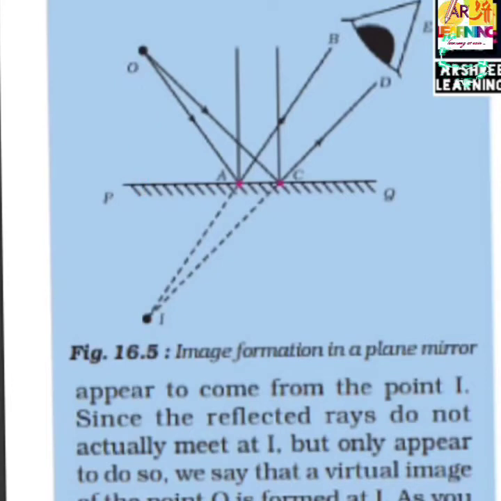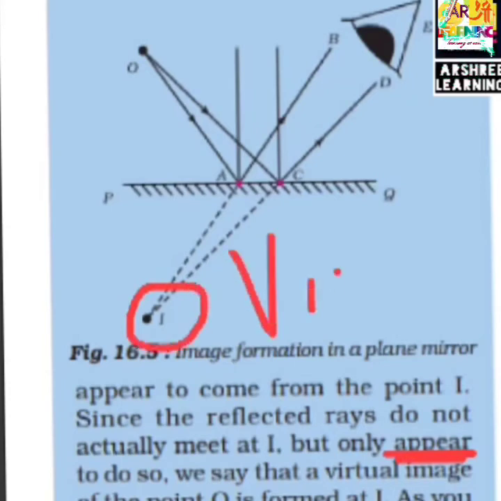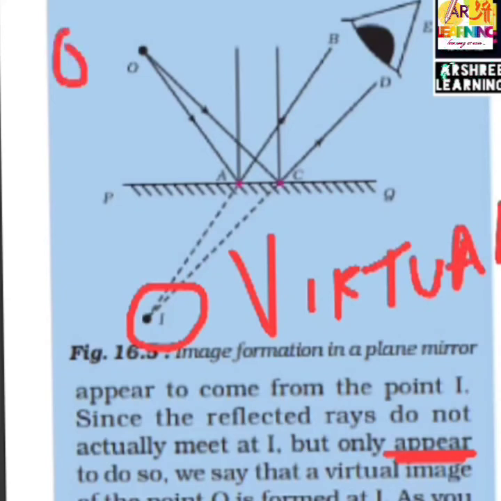The reflected rays do not actually meet at the eye, but only appear to meet. They are not meeting, they only appear to meet. So this image which is formed here is called a virtual image. Virtual means imaginary, it is not real and you can't touch it. So it is a virtual image, and the object forms this image in a plane mirror. This is called the characteristic of the image formed by a plane mirror.